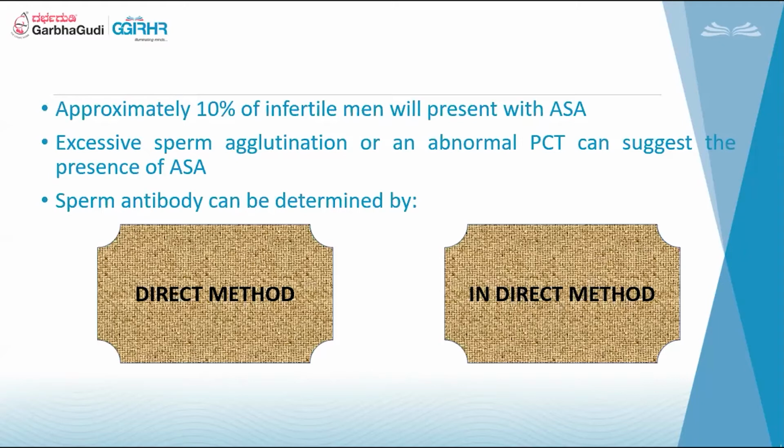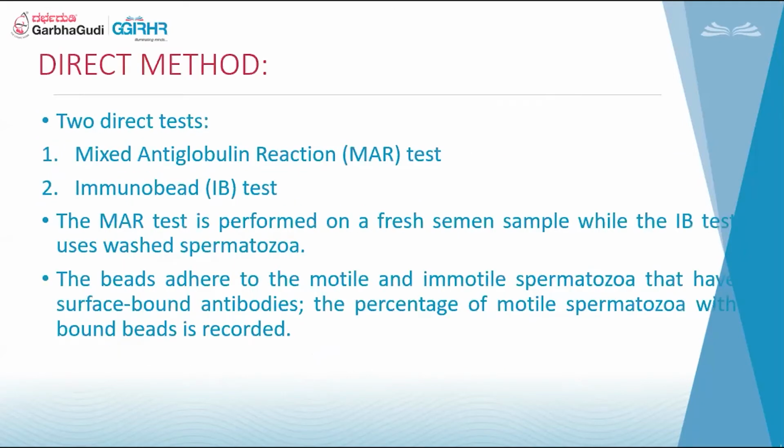So sperm antibodies can be determined by two methods, direct and indirect. This is also not performed in many centers. It's not required, but if they are, there are kits available. There is the MAR test, mixed anti-globulin reaction, and the immunobead test. The MAR test is performed on a fresh semen sample, while the immunobead test is on a washed sample.